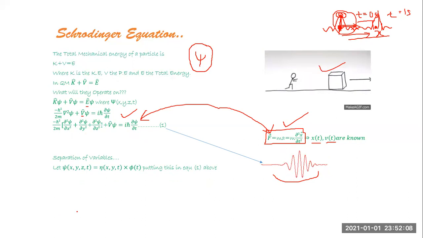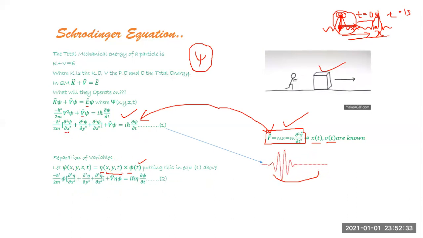So we know psi is a function of x, y, z and t. Let us take it as a product of two functions. One is eta, which is a function of position only, and the other is phi, which is a function of time only. And let us put this eta into phi, which is psi, in this equation 1. Since phi is a function of t, and here we have differentiations with respect to space, phi can be taken out. So phi is out. The differentiation is only for the function eta. Plus v psi. Psi is replaced by eta into phi.